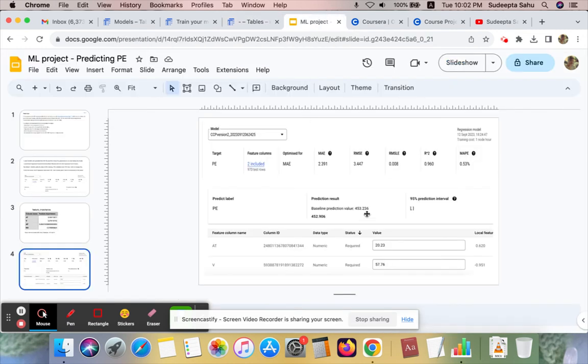And in terms of the prediction result, I feel even the baseline prediction result is within the range. Both the models have given a good baseline prediction result. So yeah, this was what the model and the project was about.